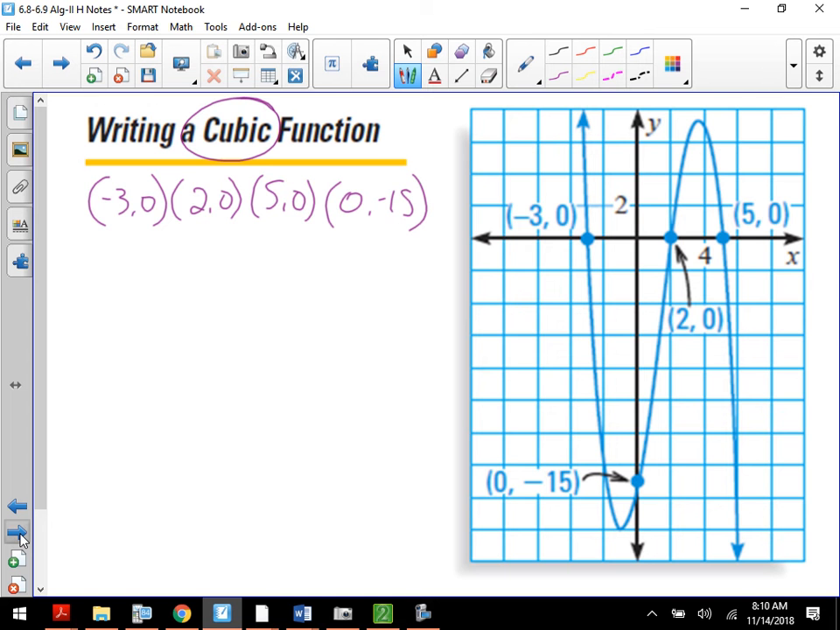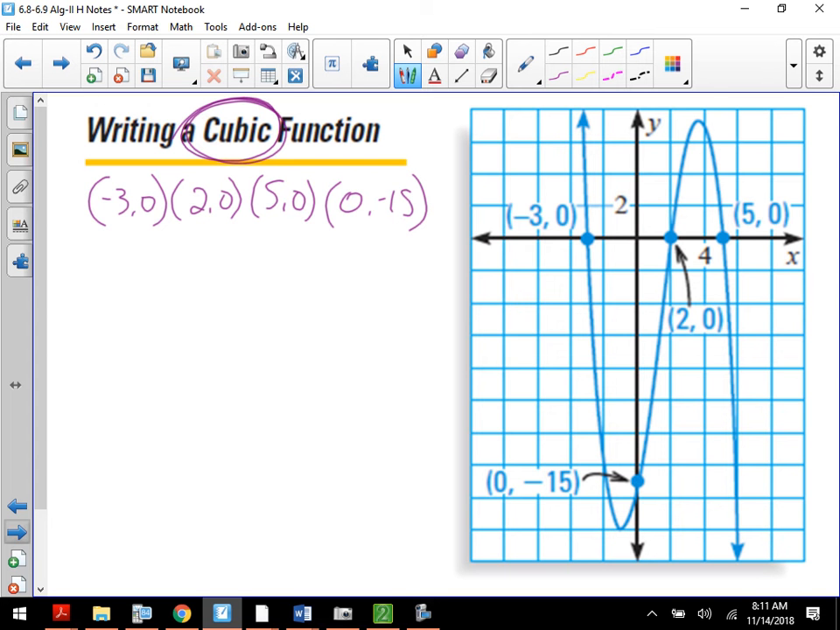So the graph is up, down. Does that mean it's going to be positive or negative? Negative. We know it's going to be negative. It's negative. Well, yeah, it has to be odd because of that right there. You're just verifying. I got you.